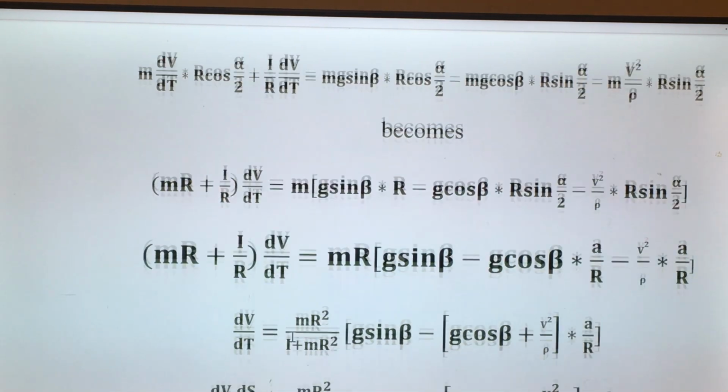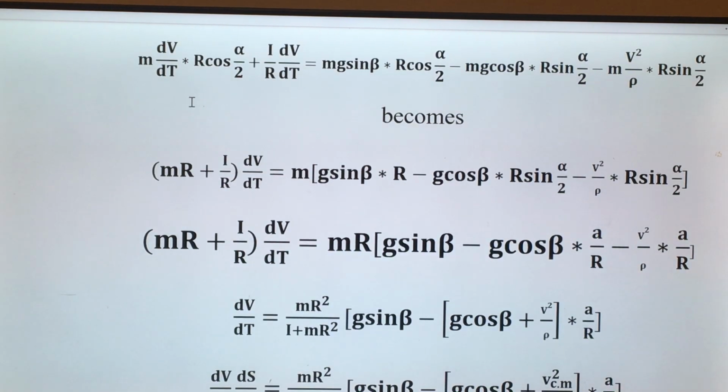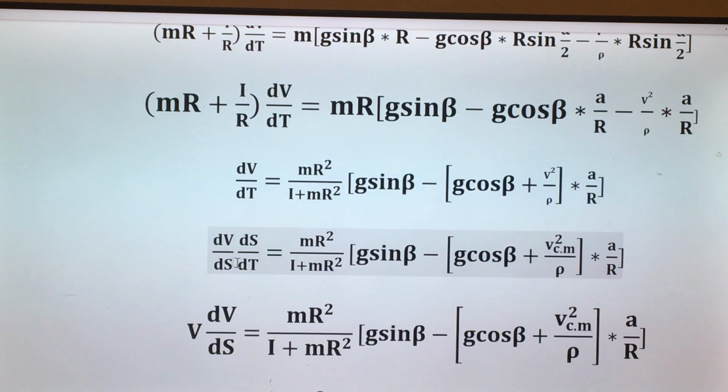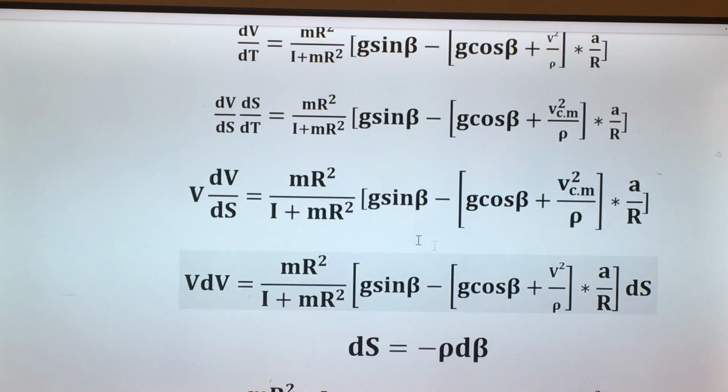Okay. M dv over dt, the same thing, becomes like this. Just play around with it. So eventually you do this here, apply chain rule here. Okay, guys, this is your homework. Remember ds is equal to minus rho d beta. You have to apply it again and again with the negative sign. Don't apply it with the plus sign.